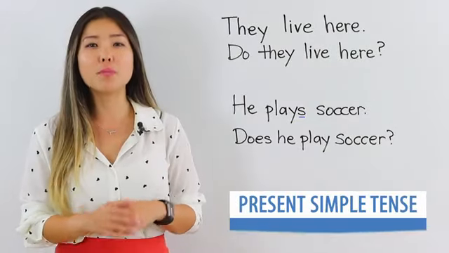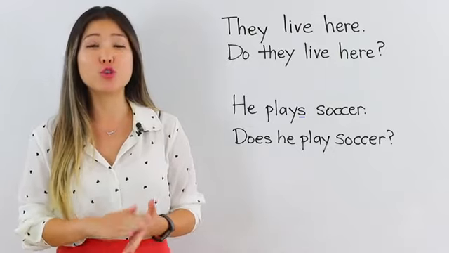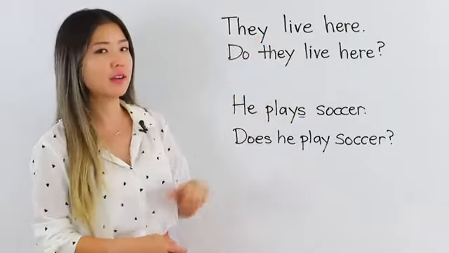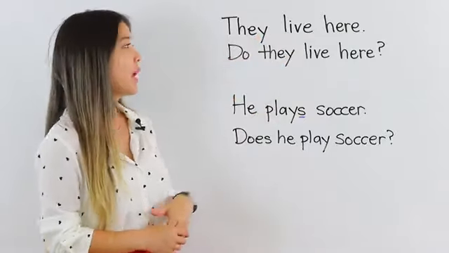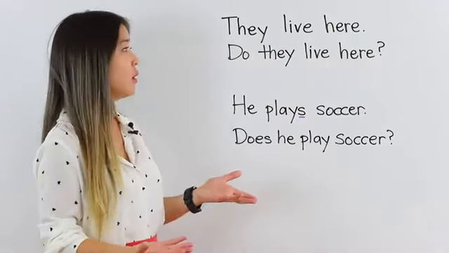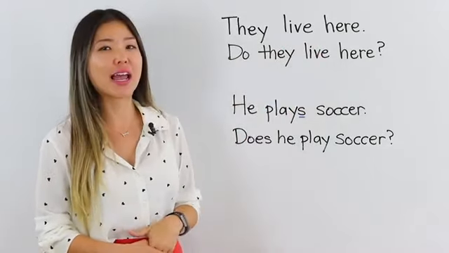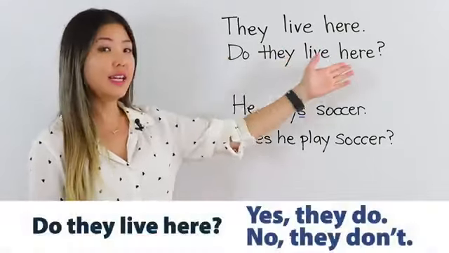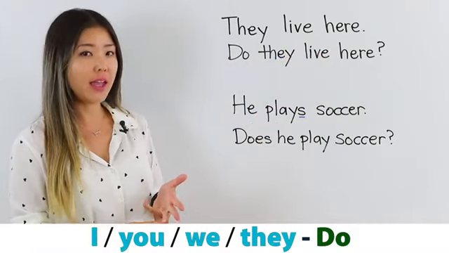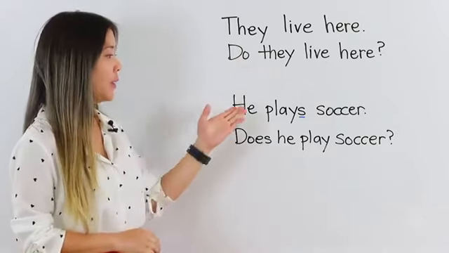Now I'll talk about one possible question form for the present simple tense, and that is by using do or does. So let's look at the example. They live here. That's not a question, right? They live here. In order to turn it into a question, it's really simple. All I have to do is add do to the beginning and add a question mark at the end. Do they live here? So if the subject is I, you, we, or they, simply add do to the beginning of the question. How about this one?